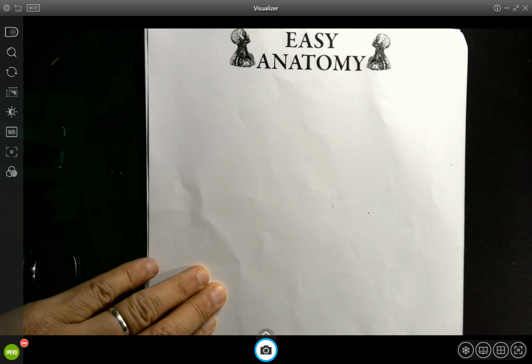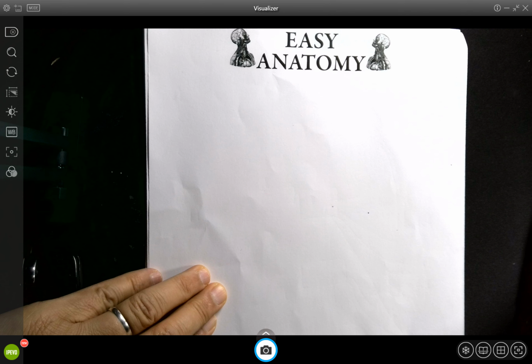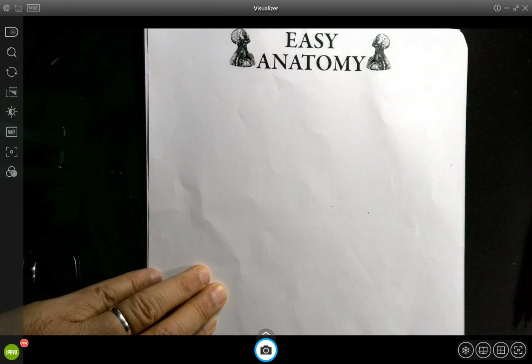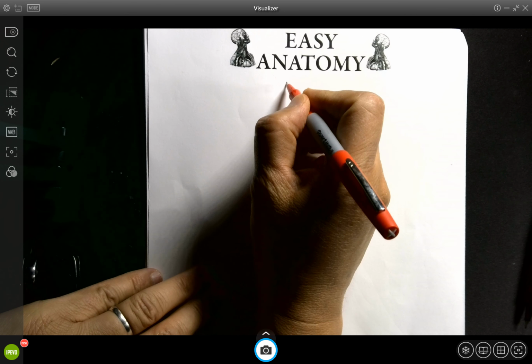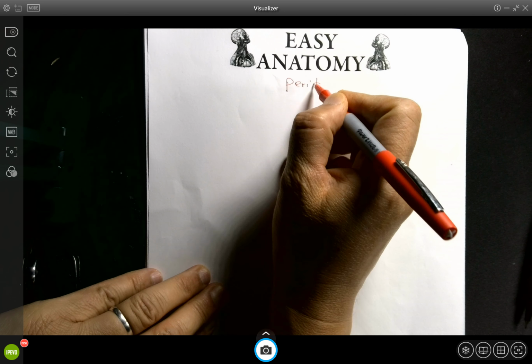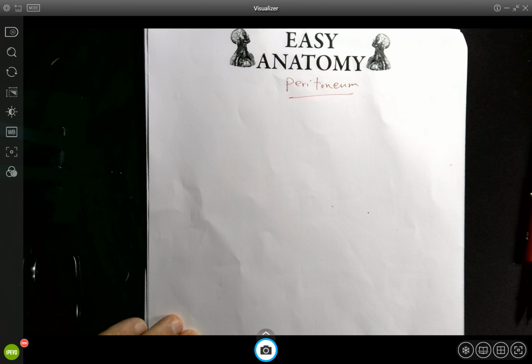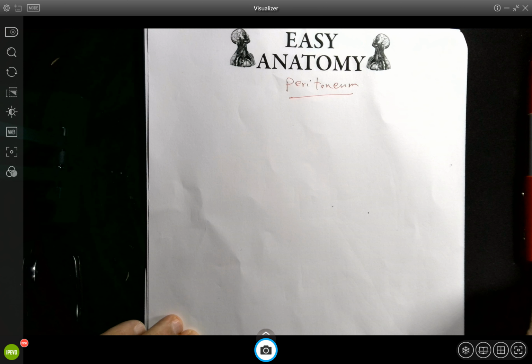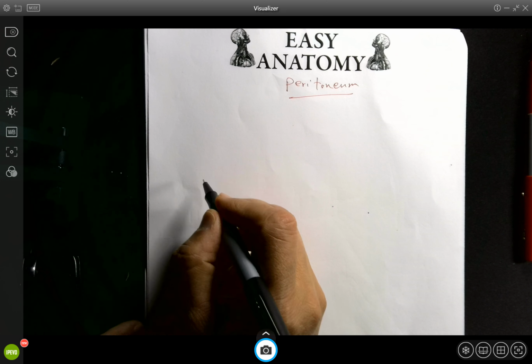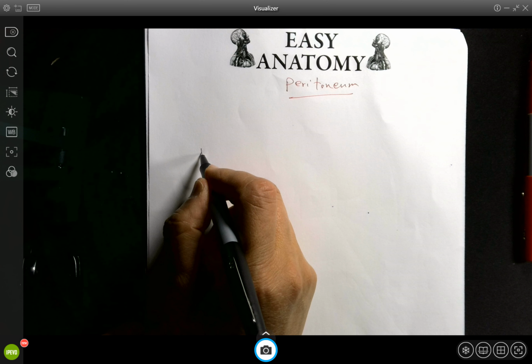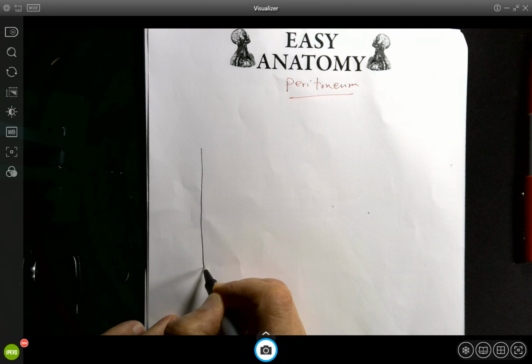Welcome to Is Anatomy. I will start talking to you now about the anatomy of peritoneum. I know that it is a challenging topic, and I will try the best I can to make it simple. So let us start by taking a cross section or sagittal section in the abdominal and the pelvic cavity.